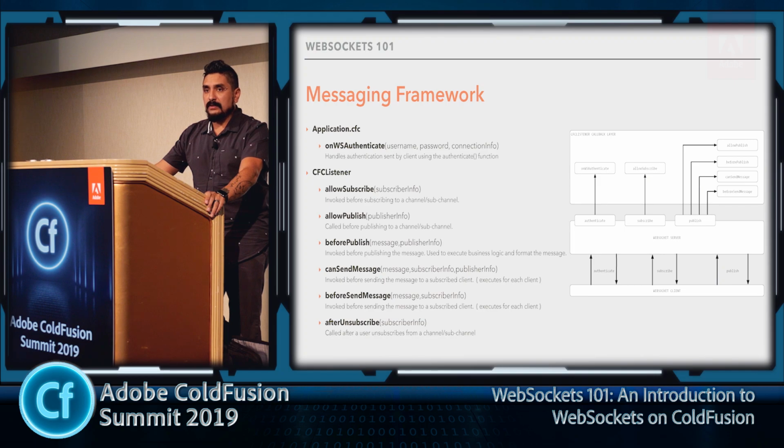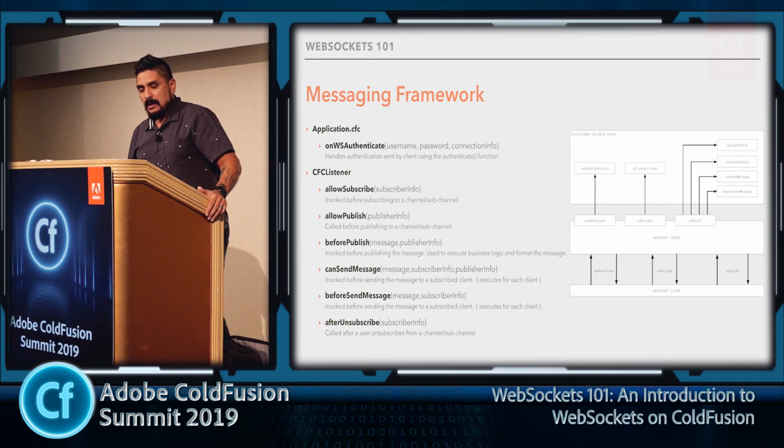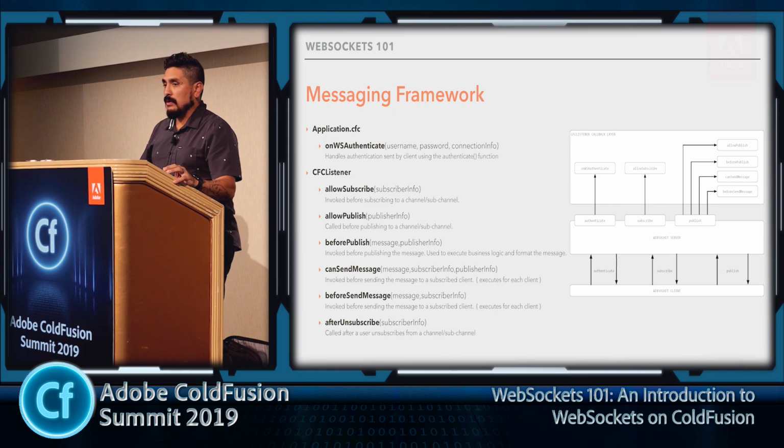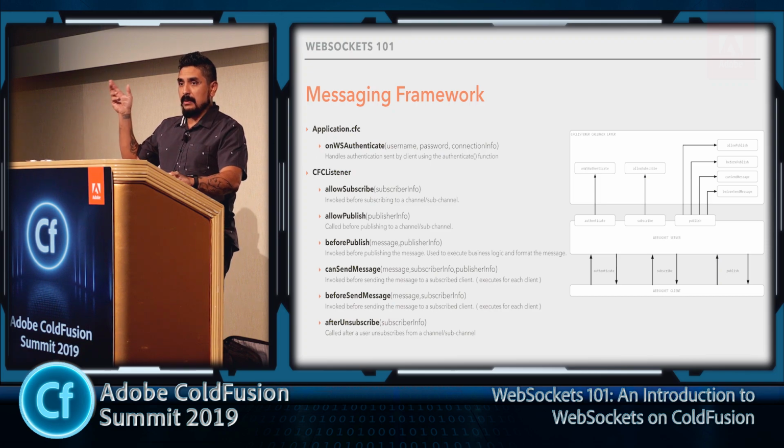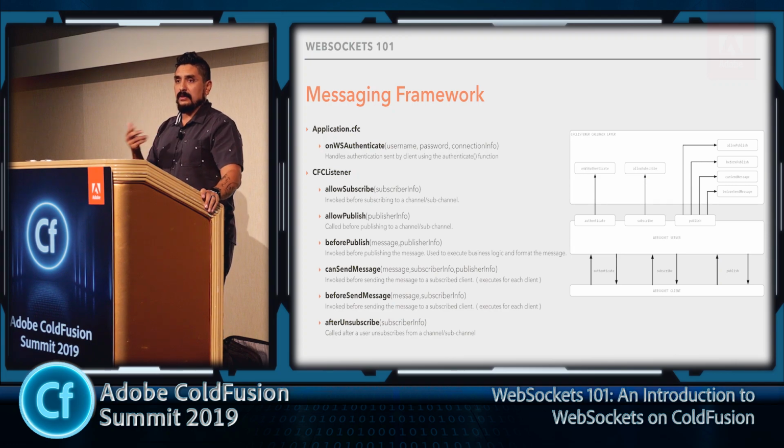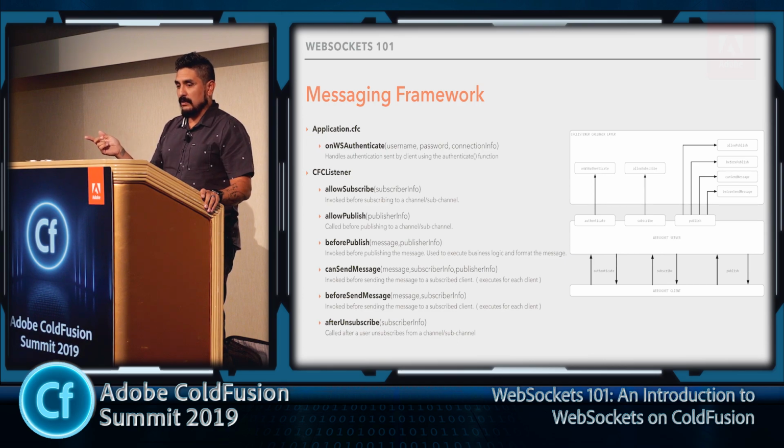Then you have your CFC listener. Your CFC listener gives you basically callbacks of what to do. So when you call subscribe, the CFC listener will check in allowSubscribe, and see any business logic in here that will allow you to return a Boolean saying this user can subscribe or cannot subscribe. The same thing with allowPublish. When you send allowPublish, what you're going to receive is the publisher info. You can do some business logic there and return either true or false to let you know whether this person can publish. So if I try to publish a message to a channel I have no access to, and it says no, my message is not going to go across.